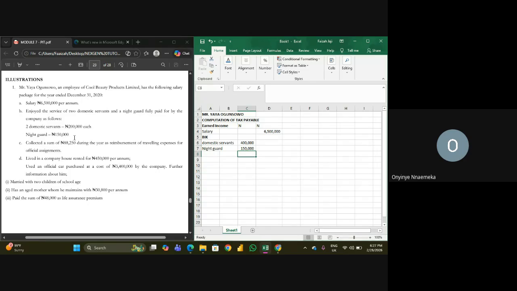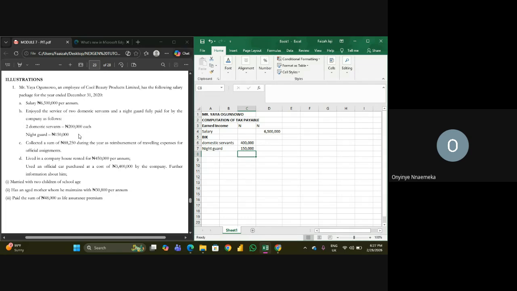Then this amount that was given to him to reimburse him for the expenses that he took. Actually, that amount is not a taxable amount. He spent money and the company gave him back the money that he spent. So you are not supposed to tax that money. It's not a taxable amount.